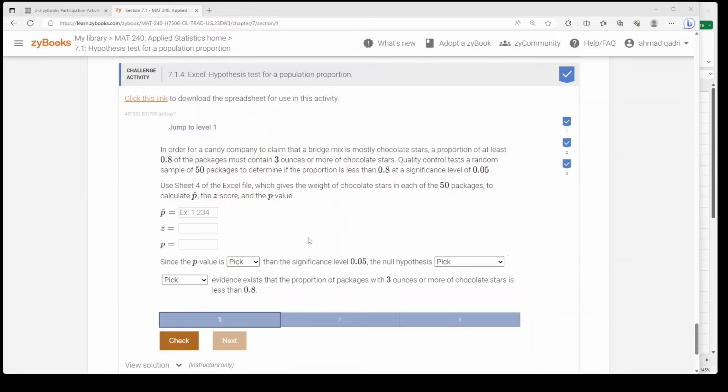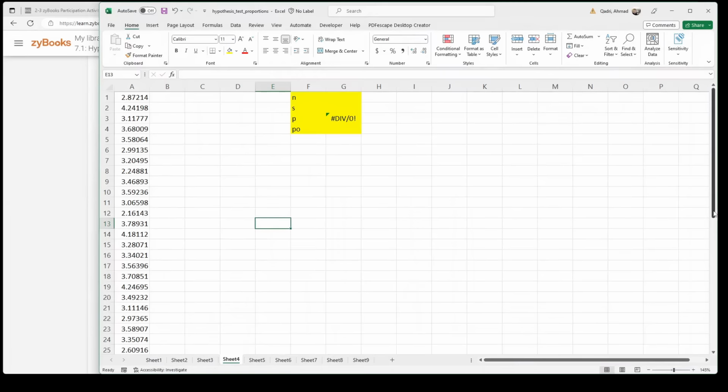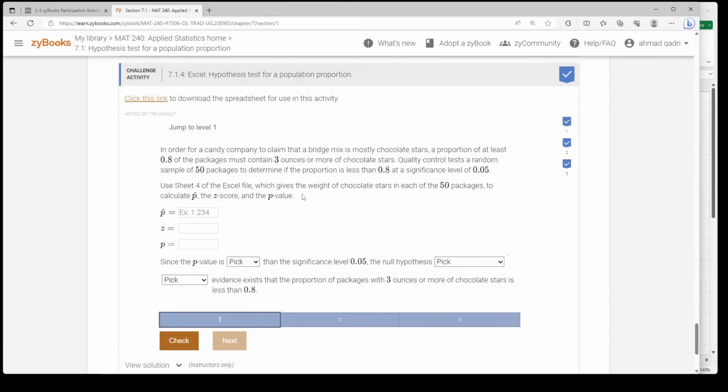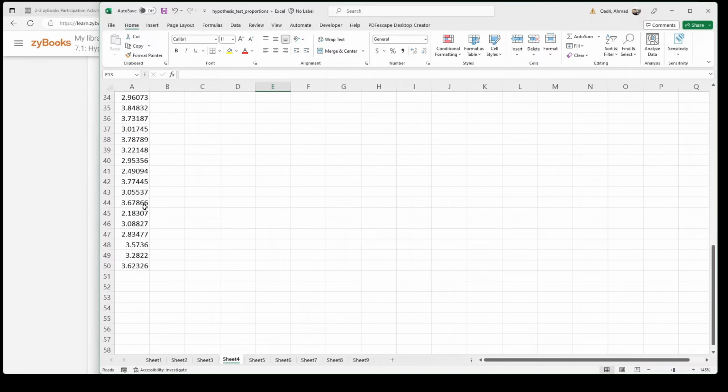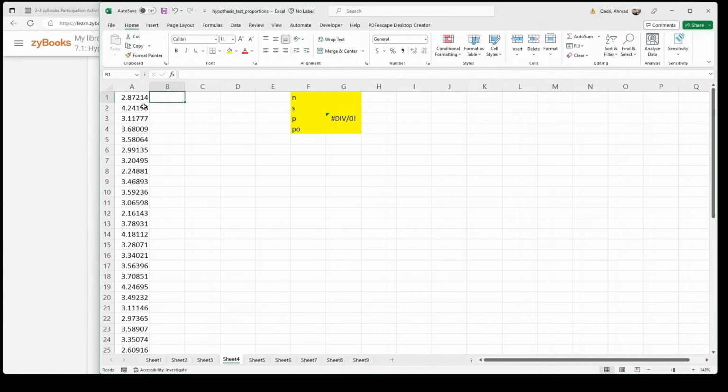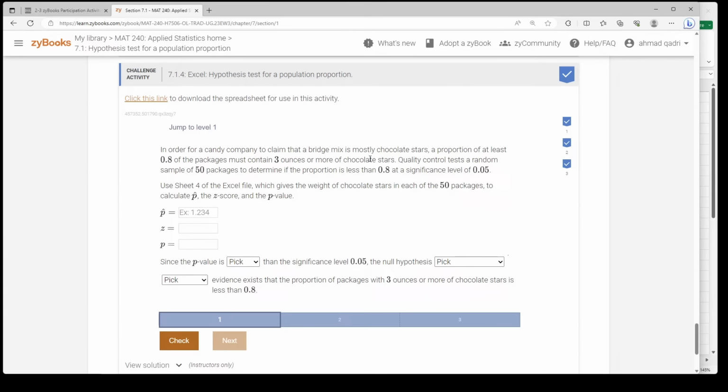I've already downloaded the Excel file, and I'm on sheet 4 here. We have this data provided to us. This gives the weight of chocolate stars in each of the 50 packages, so there should be 50 data points. We need to know how many of the packages contain 3 ounces or more, so we need to count how many of these 50 have a weight of chocolate of 3 or more.